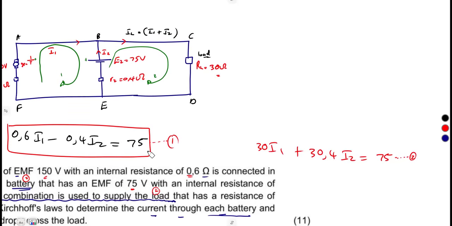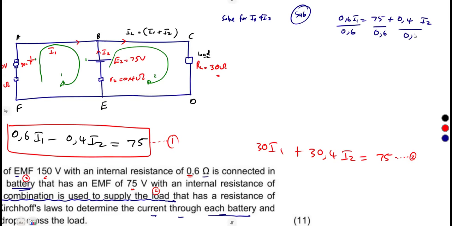I'm just going to play around with equation 1 since we are to solve for the currents I1 and I2. From equation 1, using the substitution method, I can make I1 the subject of the formula. I'm going to take this to the other side. So 0.6 I1 is equal to 75 plus 0.4 I2. To find I1, divide by 0.6. This is going to cancel.